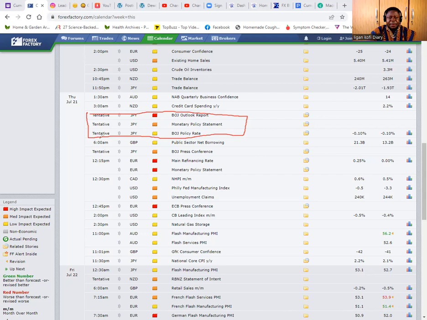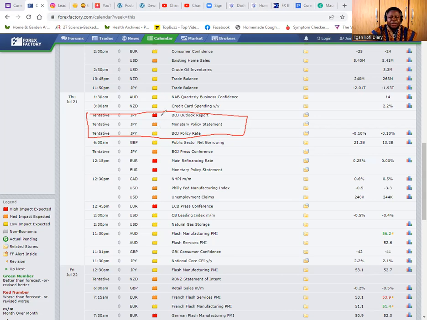Now, the tentative here means that there's no specific time, but it's between 3 a.m. and 6 a.m. But on other platforms, I'm sure you will get the exact time. On other platforms, there will be an exact time for this. So in Ghana here, that will be around 3 a.m. to 5 a.m. thereabout. So this news is going to come.